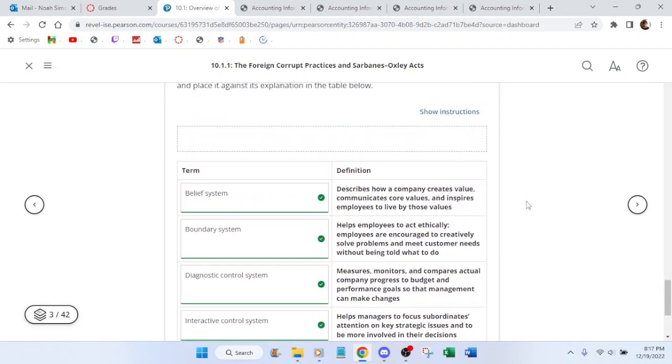Belief system describes how a company creates value, communicates core values, and inspires employees to live by those values. Boundary system.